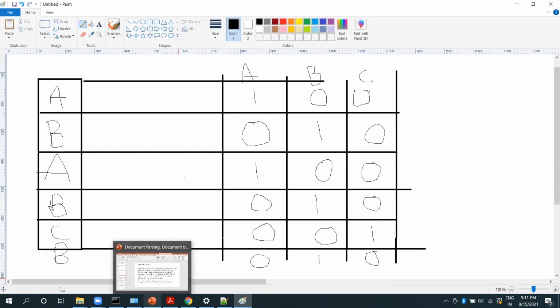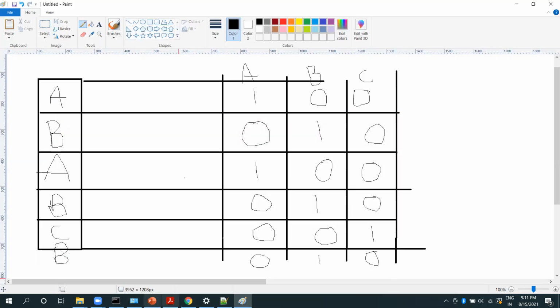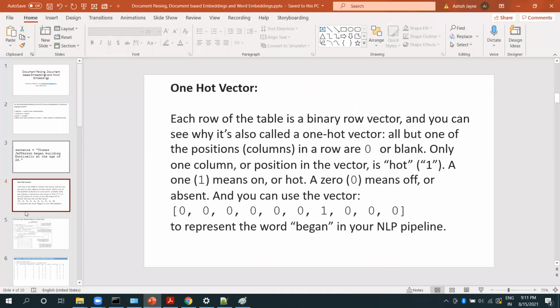Is that clear? What is one hot vector representation? Yes, yes. Okay, then we come back here.